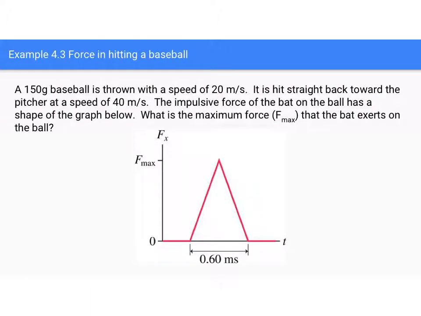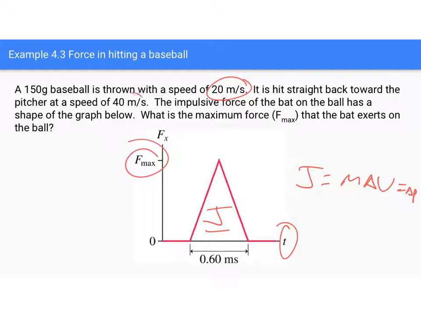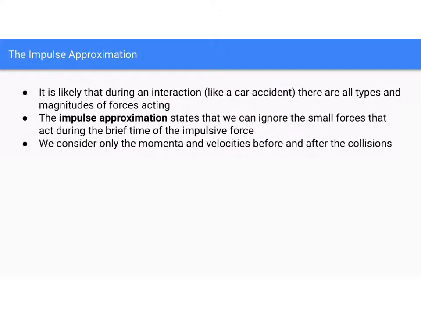So here's a quick example problem that we'll do in class. It gives us that force versus time graph, and again, the area under that curve is the momentum, and the momentum is the mass times the change in velocity. I'm sorry, the impulse, and the impulse is equal to the change in momentum, which is the mass times the change in velocity. So we can use the graphs and information about the change in velocity to figure out the force exerted, and we'll do that one in class.